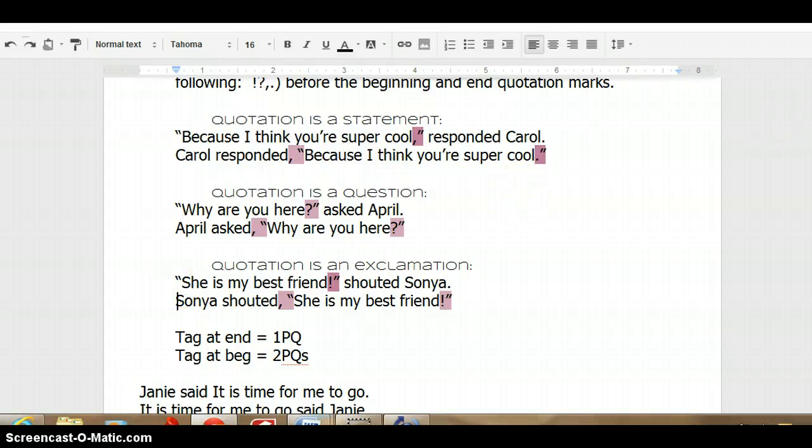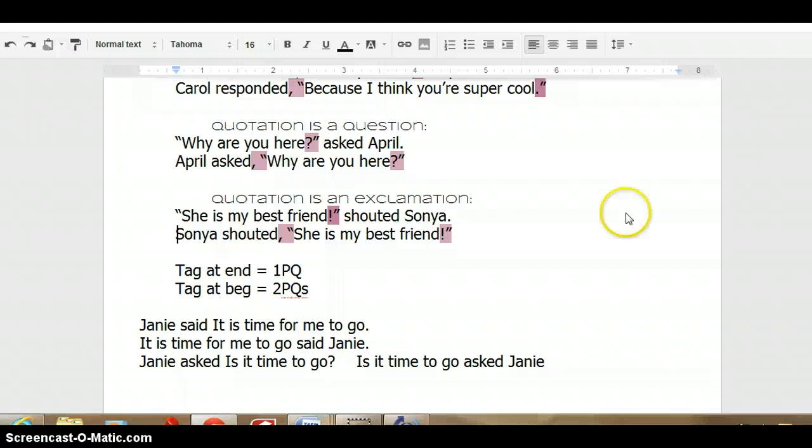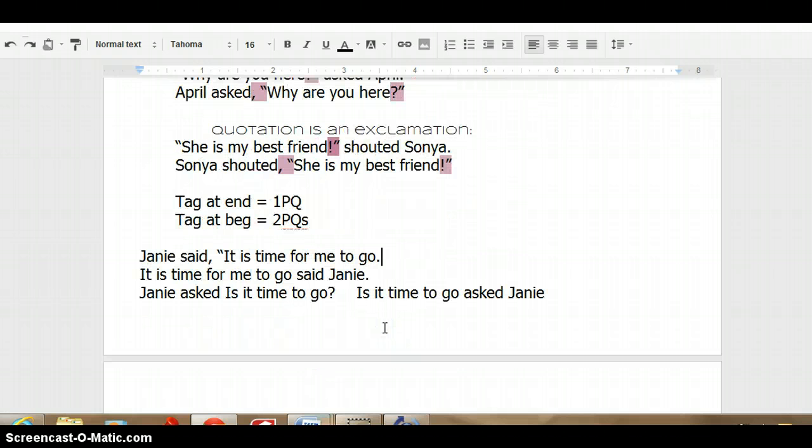All right, so how would we punctuate these? How would you use punctuation marks in these sentences? The first one says, Janie said, it's time for me to go. So we know we have to separate the tag. This is the tag, Janie said. So we're going to use a comma. And then this is what she said, so we're going to give it quotation marks. "It's time for me to go." I've ended my sentence with a period. And now I need to end the quotation with quotation marks. So that's how you would punctuate that.